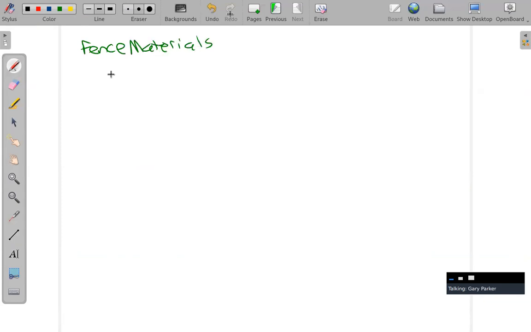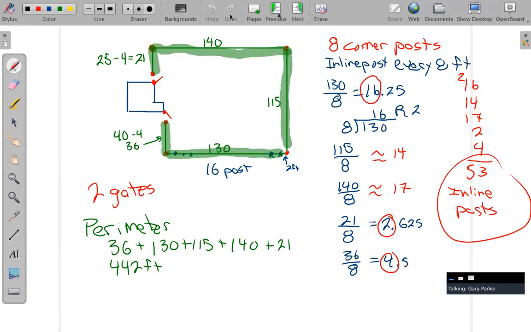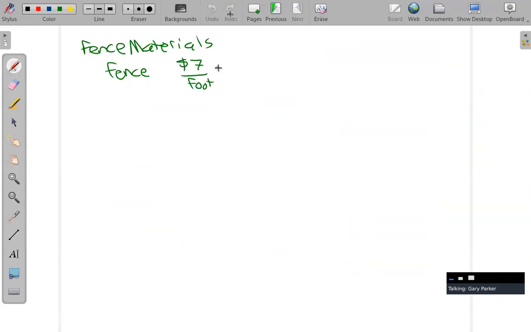So we have the fence itself. And they say the fence is $7 per foot. And we just calculated 442 feet. All right, so get that dollar amount. And then we've got gates. And the gates are $75 each. And we know we need 2 gates.